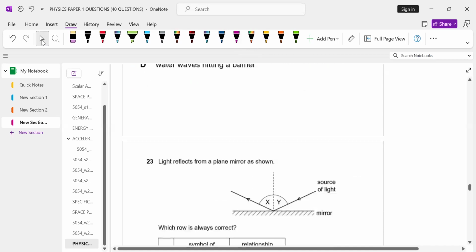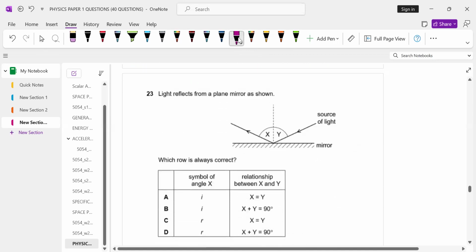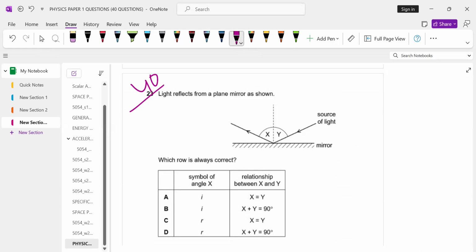Then the last question, question number 40. This question says a light reflects from a plane mirror as shown. Which row is always correct? So let's read out the options. This is the light source. The light is coming from here. This is the angle of incidence, this is the normal, and this is the angle of reflection. So X would be a reflection, C or D. And when X and Y are added, it makes 90 degrees. So option D is correct for question number 40.